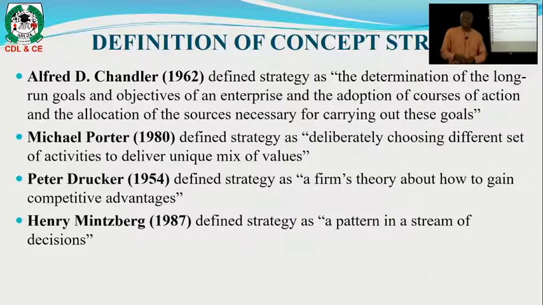Now, what is a strategy? What we have been discussing so far is policy itself. Now we want to know the concept of strategy. According to Alfred D. Chandler, 1962, strategy is the determination of the long-run goals and objectives of an enterprise, and the adoption of courses of action and the allocation of the resources necessary for carrying out these goals. Then Michael Porter in 1980 defined strategy as deliberately choosing a different set of activities to deliver a unique mix of what? Values.